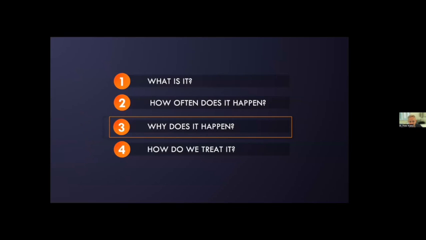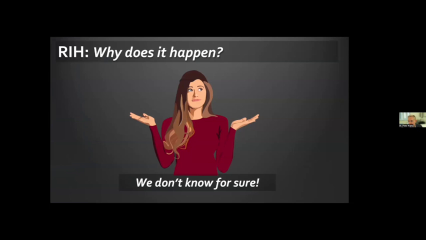So this next section, why does it happen? The answer is we don't know for sure. I mean, that's the truth. I think it's very important to be upfront about what things we know and what things we don't know. And we don't really know exactly what the mechanisms are that lead to rebound intracranial hypertension, so why it's happening in half of patients, we don't know for sure.